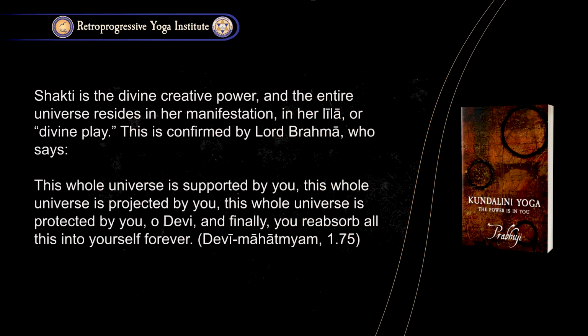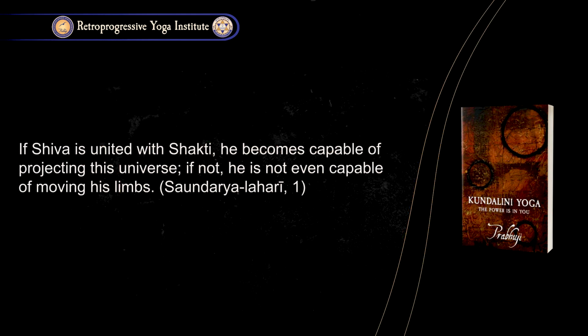And then we continue with another verse that says, "If Shiva is united with Shakti, he becomes capable of projecting this universe. If not, he's not even capable of moving his limbs." This is found in the Saundarya Lahari 1.